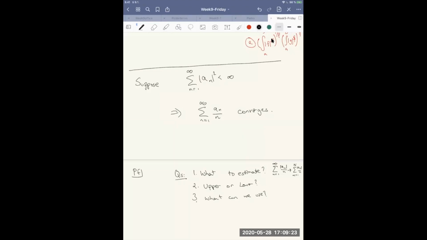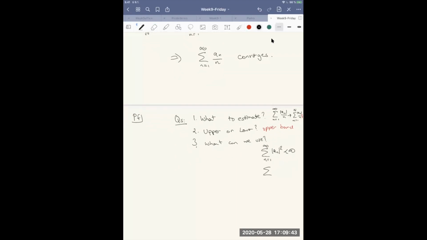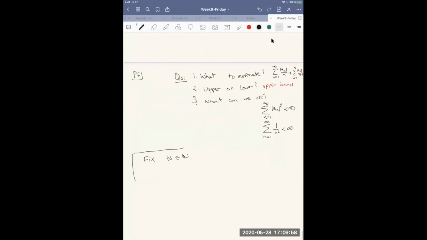Are we proving upper or lower bounds? Well, we have to prove an upper bound for these partial sums. And what do we know? What can we use? We can use that the sum of a_n squared is finite. And we might already notice that we might as well think of the sum of 1 over n squared as also finite. Okay, let's estimate. So fix capital N, a natural number. Let's look at the sum, n equals 1 to N, of |a_n| over n.